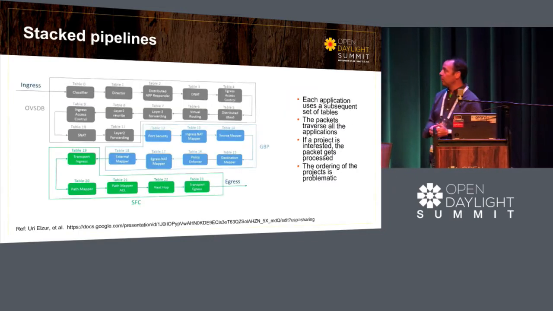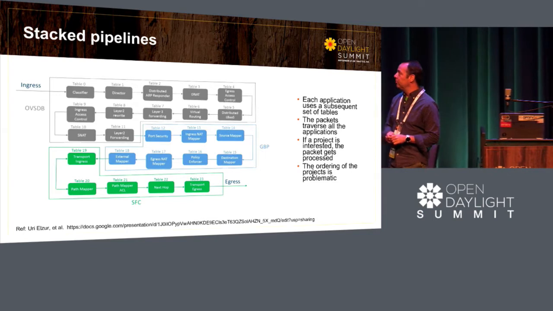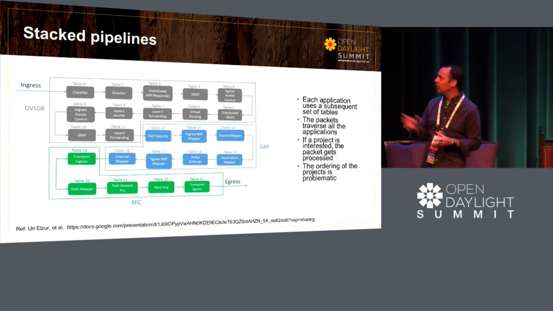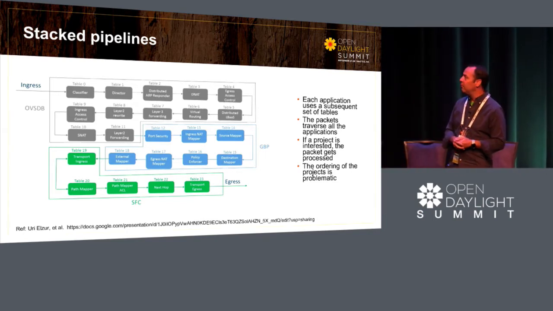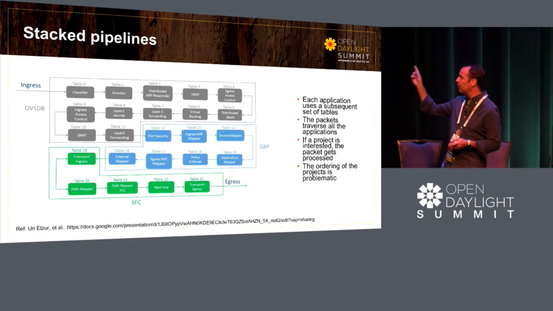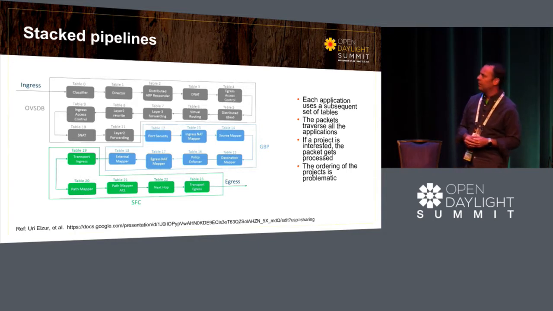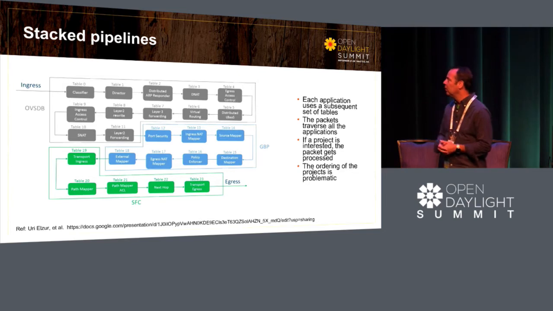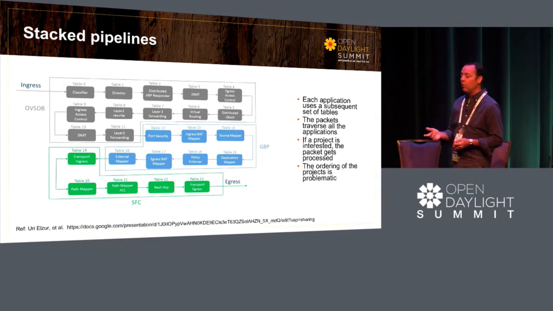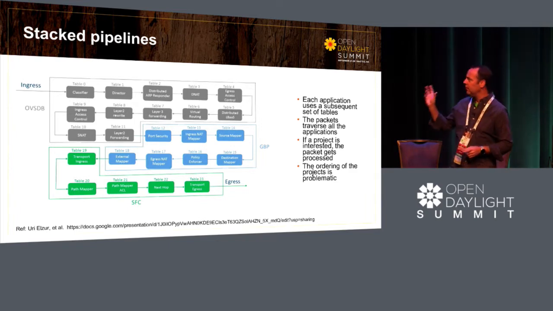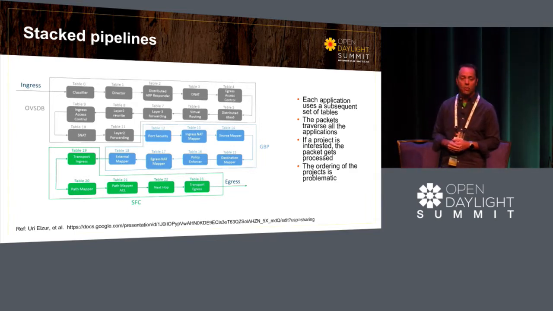Stacked pipelines was another one we came up with. We thought, well, we could just stack the pipelines, put them in the order that we think would work, and the packets would just go through all of the tables. And if a particular table or application was interested, it would process the packet and then send it on, or even output it. But as you can imagine, the ordering of the tables or the pipelines is important as well. So we discarded this one as well.